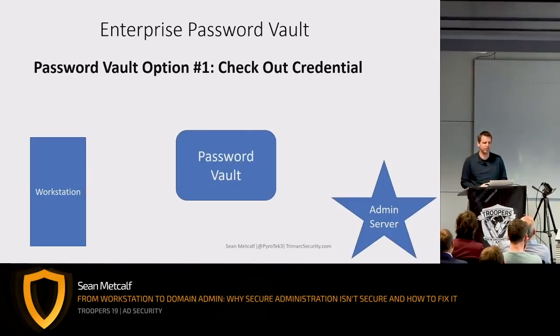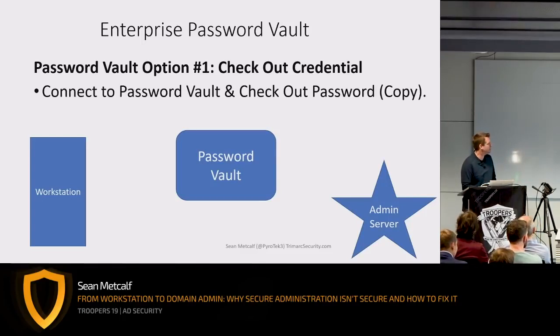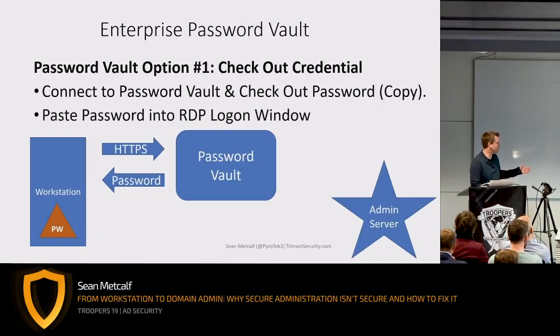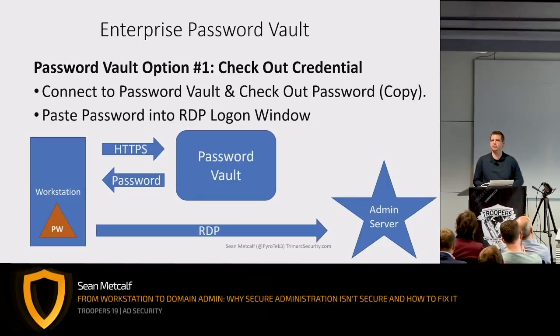There's a couple different scenarios here that are interesting. We have our workstation, we have our password vault, and our admin server. Traditionally, we've had the workstation connect directly through the admin server via RDP. This is not that much different. So we connect to our password vault and we check out our password. We're connecting to that website through HTTPS, so it's secured. And then we're going to copy that password down. So that password is now copied onto that workstation. We can paste it into the RDP logon window and then connect into RDP.